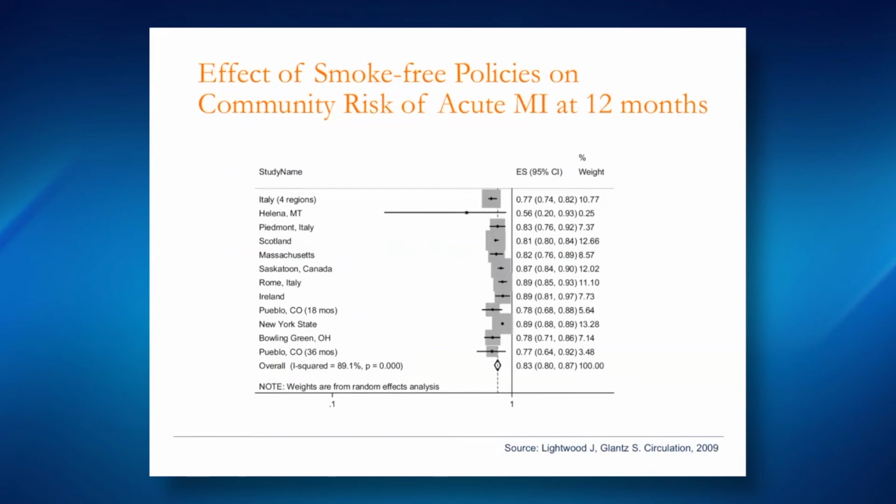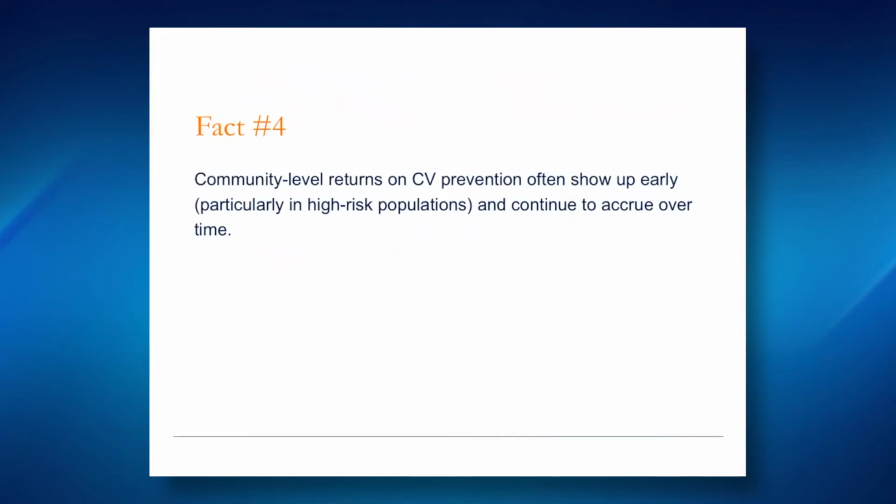It's about a third by 3 years. Meaning that if we look carefully and are thoughtful about how to measure effect size, community effects, community payback can show up pretty early from investments in cardiovascular prevention. What I'm pushing you to do from all of these examples is to think separately about individual risk and population risk, because they behave differently when it comes to a prevalent condition. Fact number 4, community level returns do in fact show up early and can accrue over time.